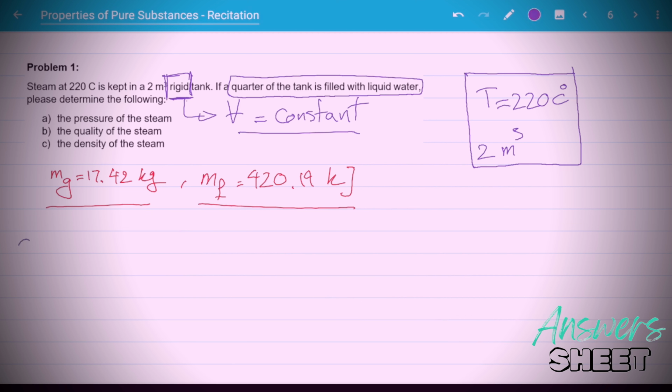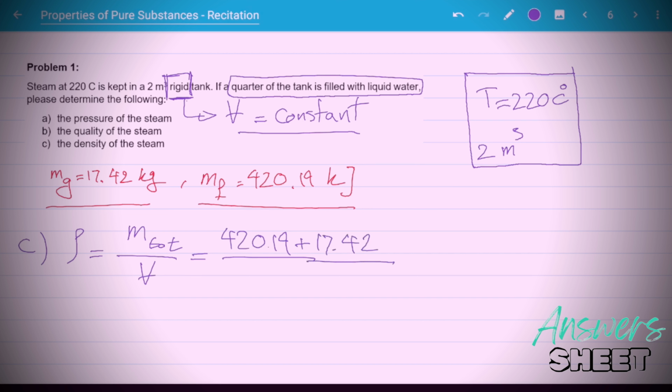Now, for part C, we are asked to find the density. The density of a system is the total mass of the system over the total volume of the system. The total mass is 420.19 liquid plus 17.42 steam, over the volume, which is given as 2 meters cubed. Now, do the math, and we get that the density is 218.795 kilograms per meter cubed.